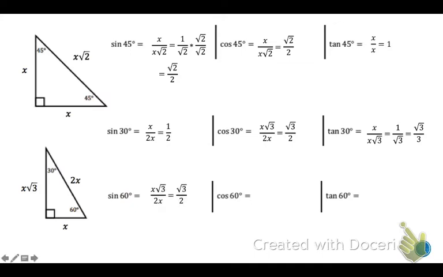Okay, this last one, sine of 60. You get x square root of 3 over 2x, or square root of 3 over 2. Cosine of 60, adjacent over hypotenuse, x over 2x equals 1/2. And tangent of 60, opposite over adjacent, x square root of 3 over x, which equals the square root of 3.